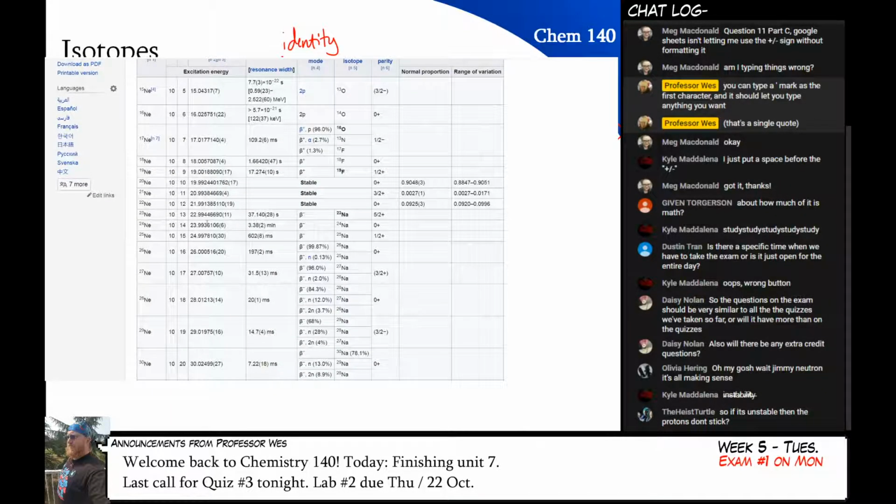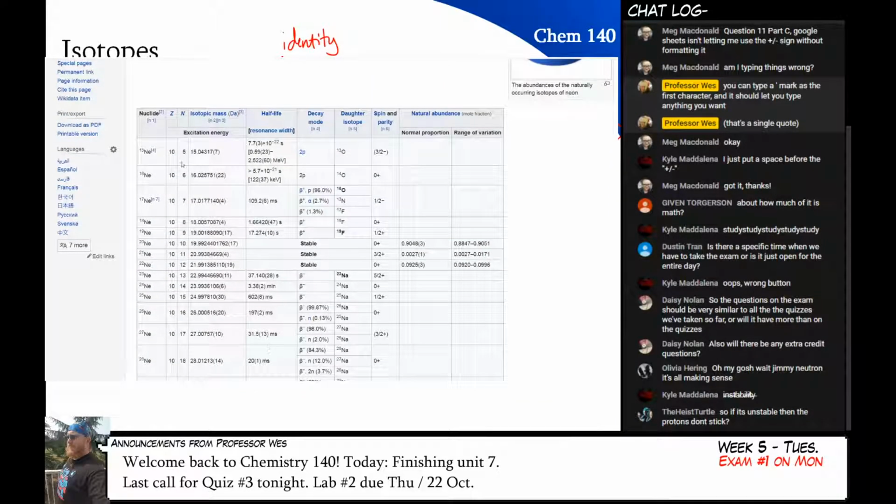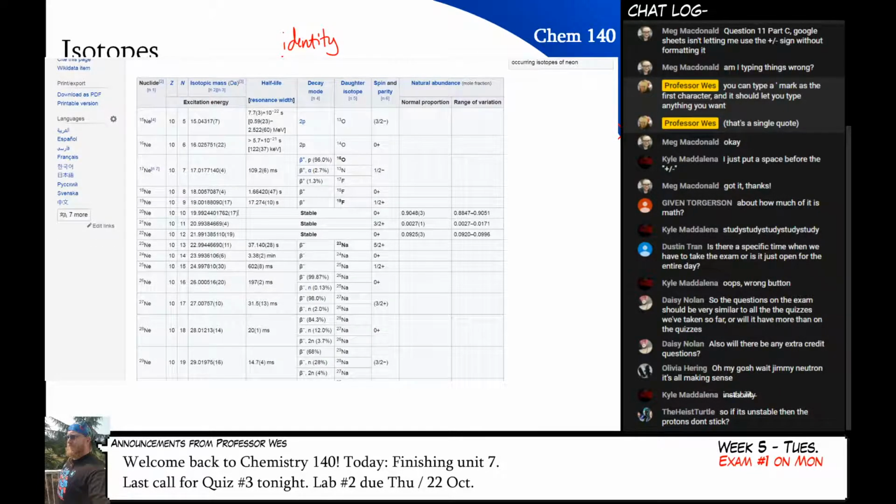And then after that, like 13 neutrons last for 37 seconds. 14 lasts for 3.8 or 3.3 minutes. 15 is less than a second, and then so on and so forth. So these are all different combinations of protons and neutrons for specifically neon. These are all the isotopes of neon.